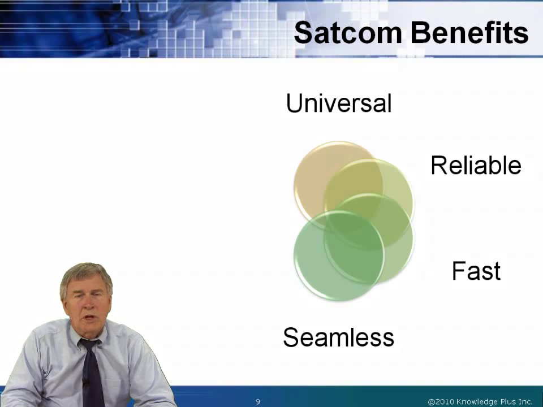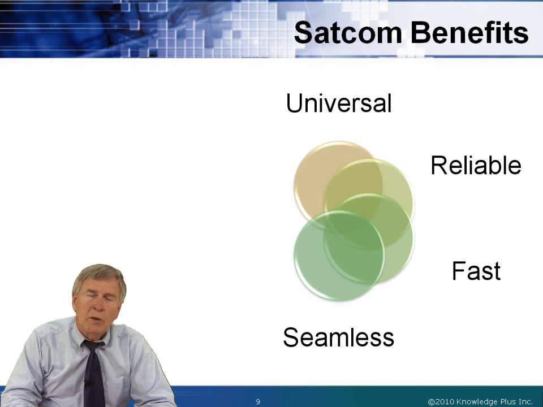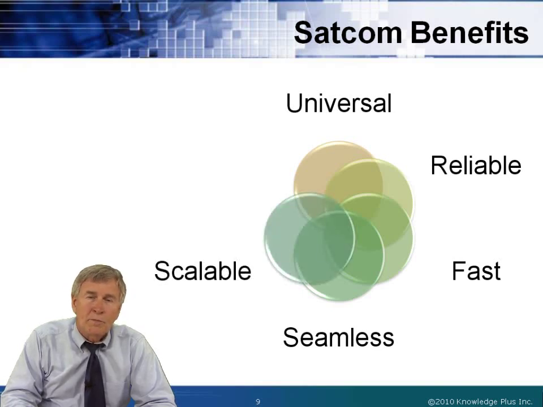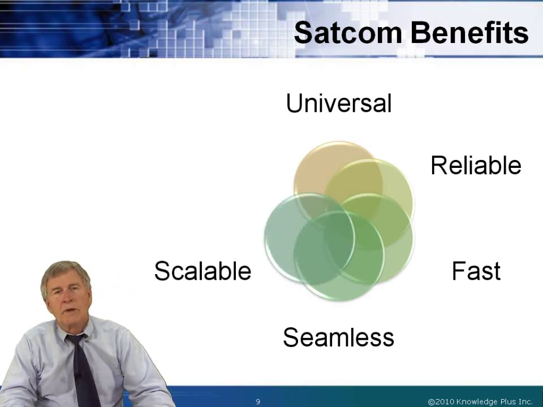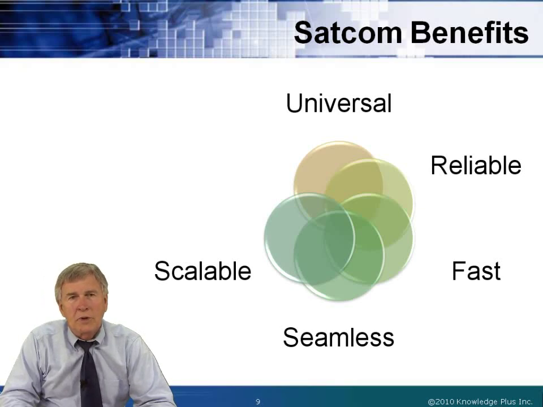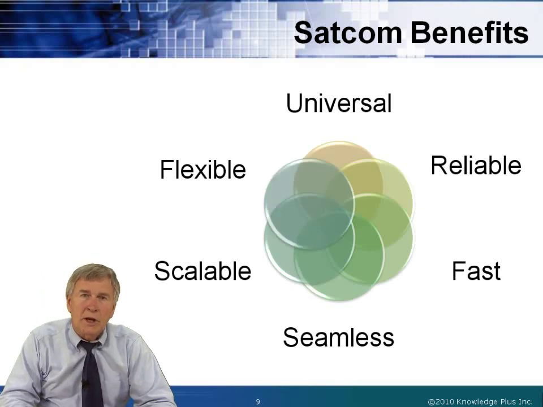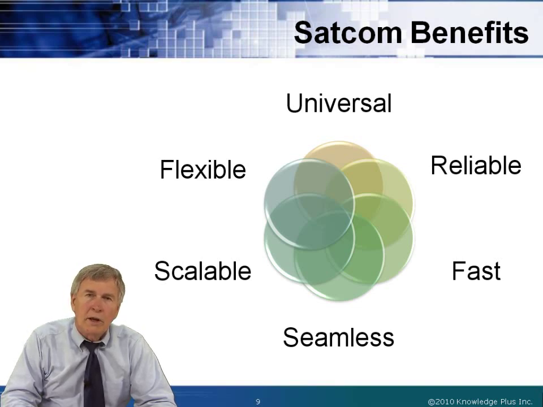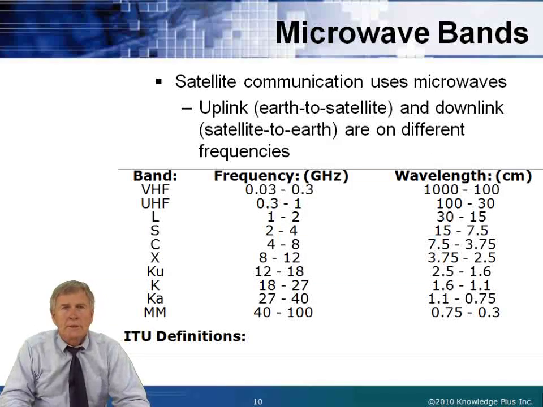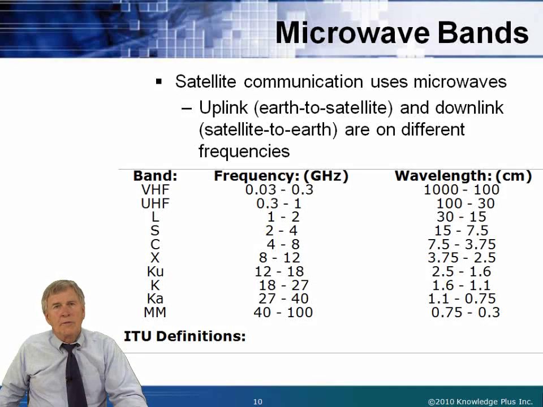And we get seamless coverage here. We can do this all throughout our zone, at any place on the surface of Earth where we want coverage. And it's scalable in terms of the number of interconnections we need to make and the bandwidth of those connections. So as a result, we have a very flexible technology if we can deal with the delay issues associated with orbital position. So let's take a look at some of the frequency ranges that are used in satellites.